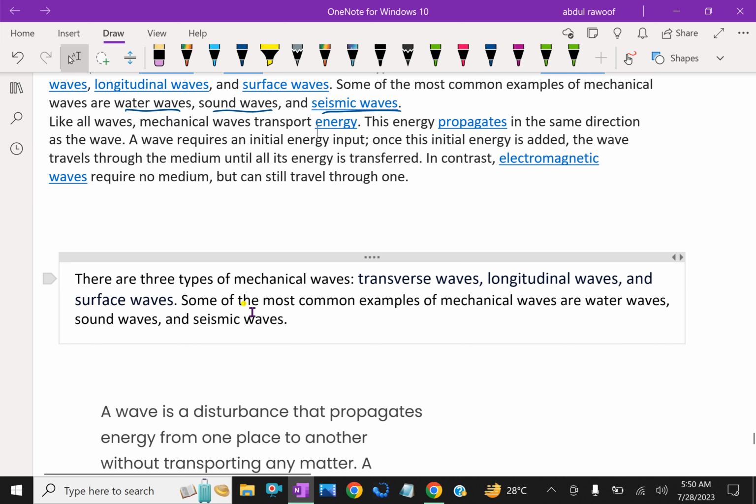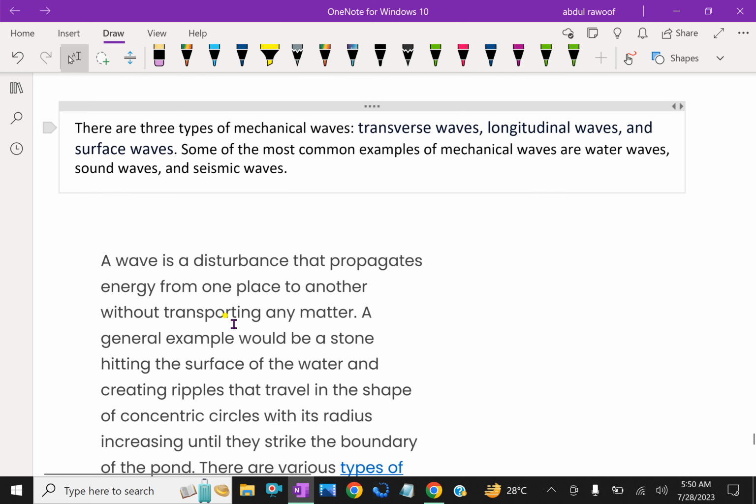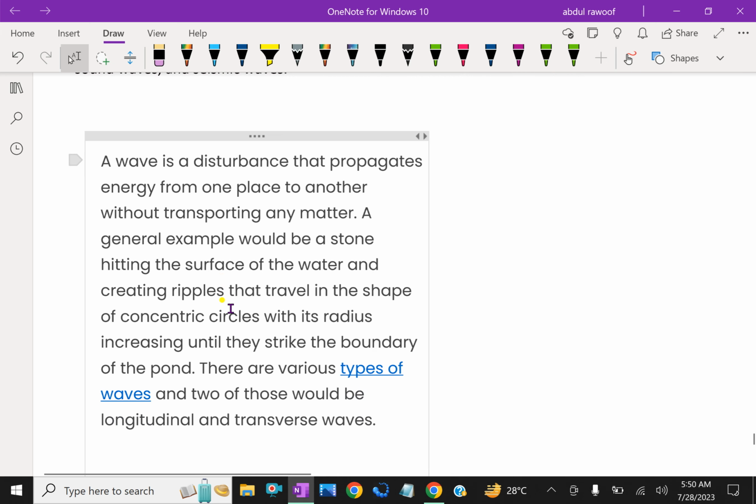There are three types of mechanical waves: transverse waves, longitudinal waves, and surface waves. Some of the most common examples of mechanical waves are water waves, sound waves, and seismic waves. This point is important. Now, further explanation of the wave.